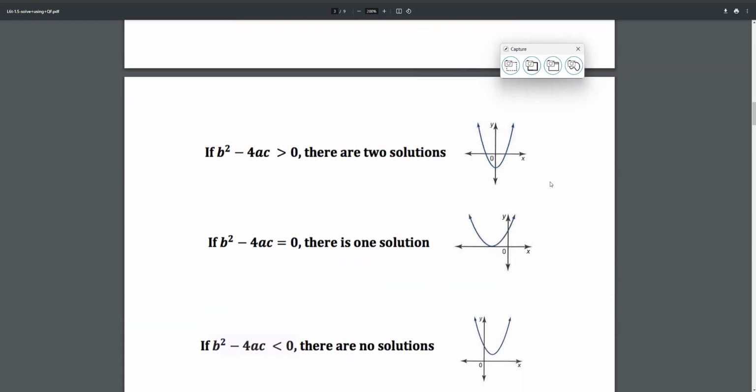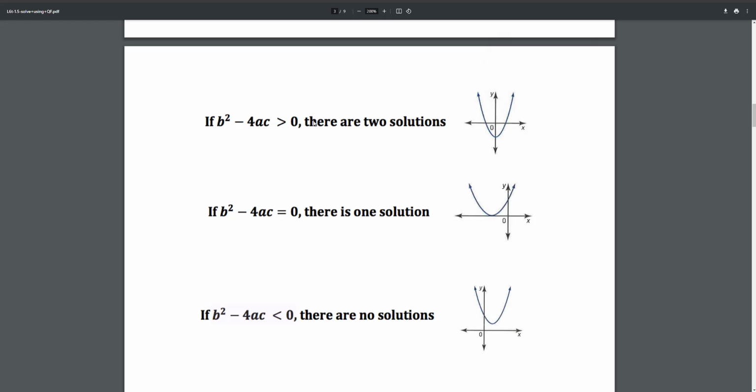So here's a nice big blown up version of the notes. Same thing that I wrote, just in notes.